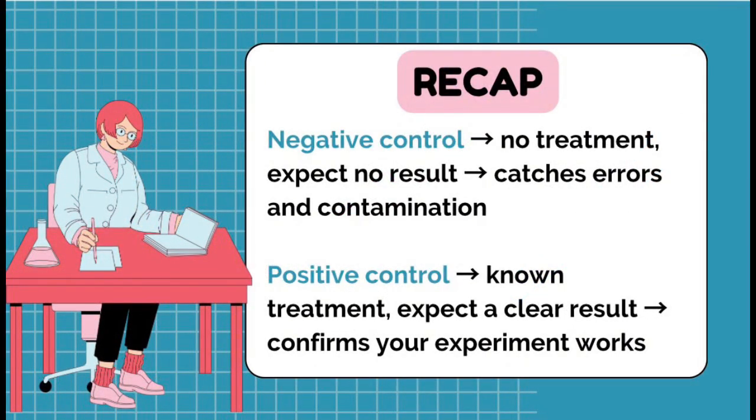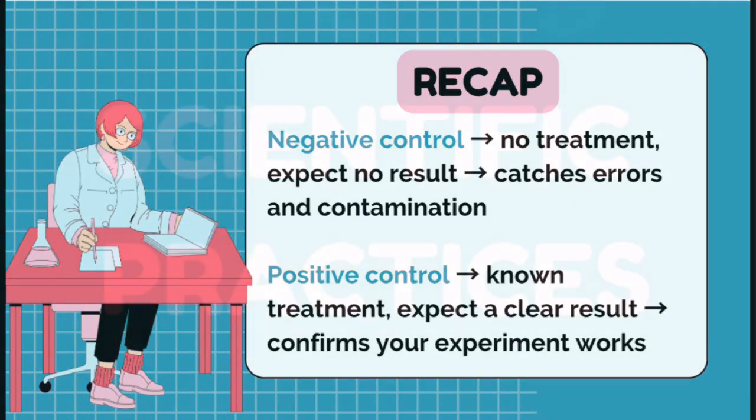So to recap, the negative control shows no treatment and you expect no result. This catches errors and contamination. The positive control is the known treatment and you expect a clear result. This confirms that your experiment actually works. So, controls aren't just extra steps, they're what actually makes your results trustworthy.